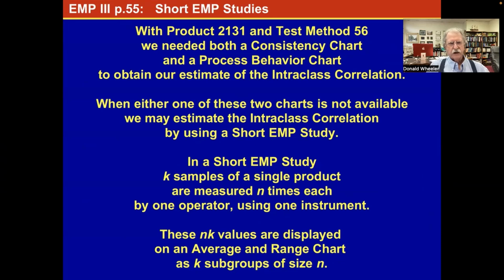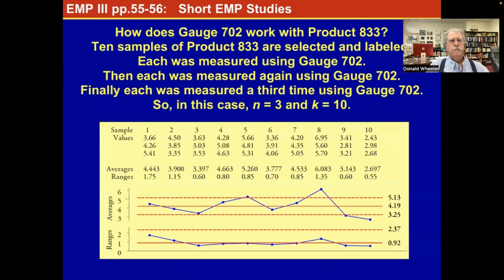In a short EMP study, K samples of a single product are measured N times each by one operator using one instrument. These NK values are displayed on an average and range chart as K subgroups of size N. So, on page 55, 56, how does gauge 702 work with process 833?